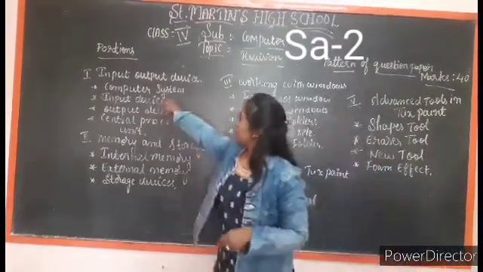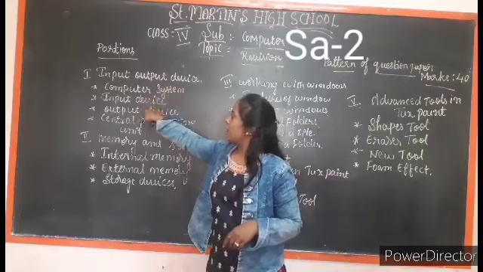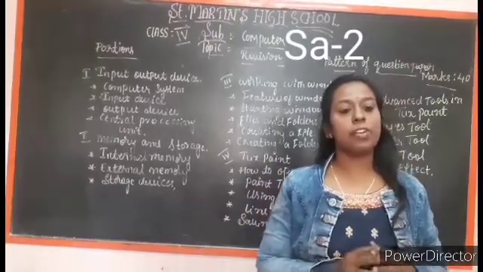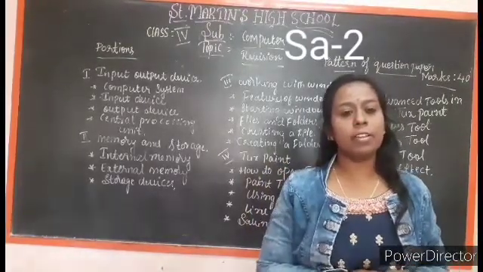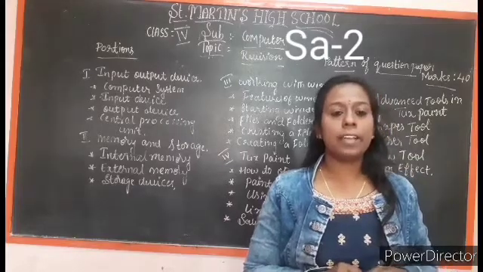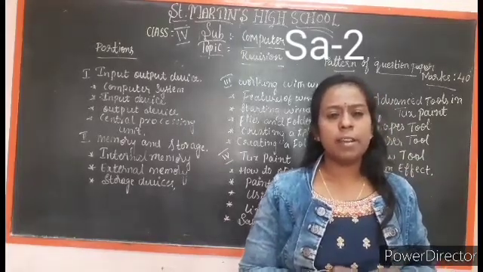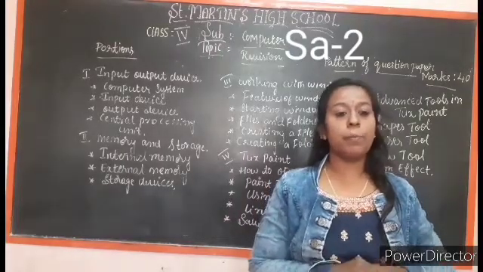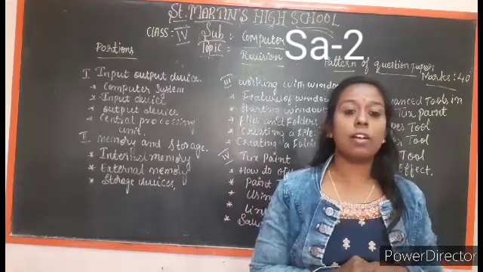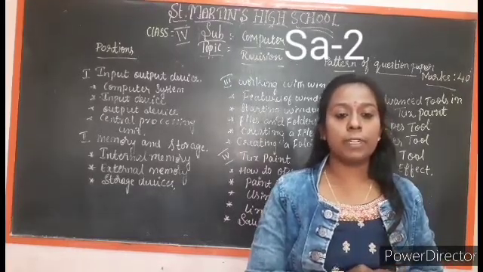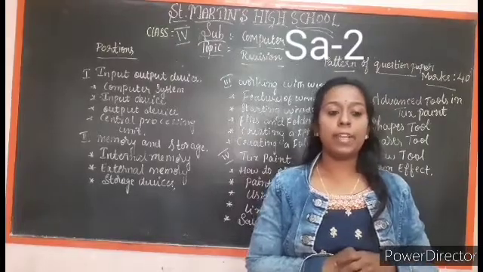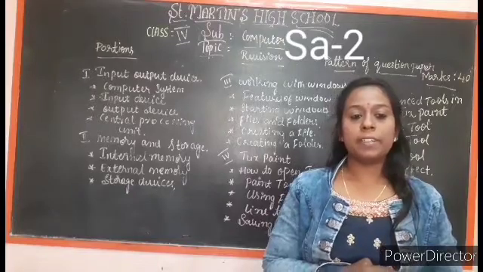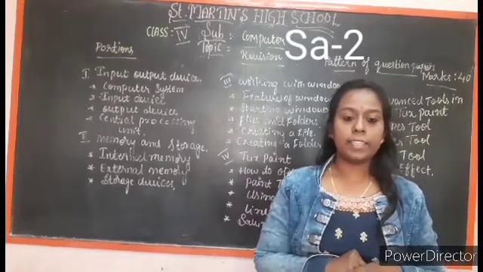Children, the first lesson is input output device, computer system. A computer is an electronic machine. It works on electricity. It is the magic box. Computers are used everywhere, surrounded by schools and hospitals and airports, etc.